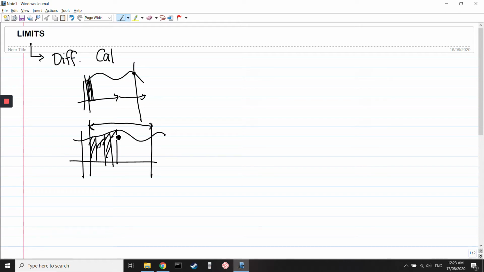Thus, summing up the number of strips is equal to its total area. Thus, limits are important in calculus. So, going straight to the examples to have further knowledge.